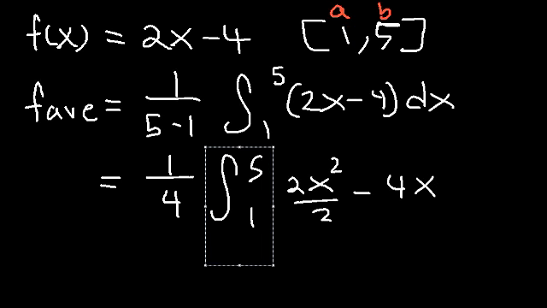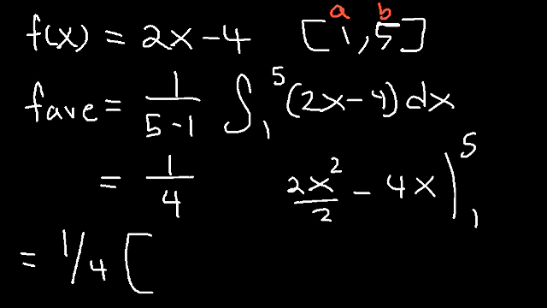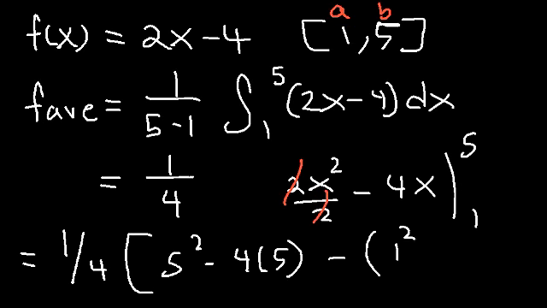Now this should be gone. We no longer need the integral sign once we take the antiderivative of the function. So now let's evaluate it from 1 to 5. So we can get rid of the 2. So this is going to be 5 squared minus 4 times 5, minus 1 squared minus 4 times 1.